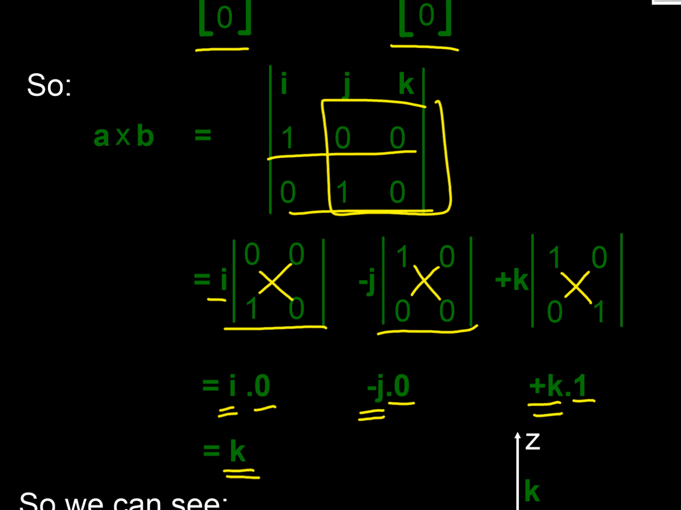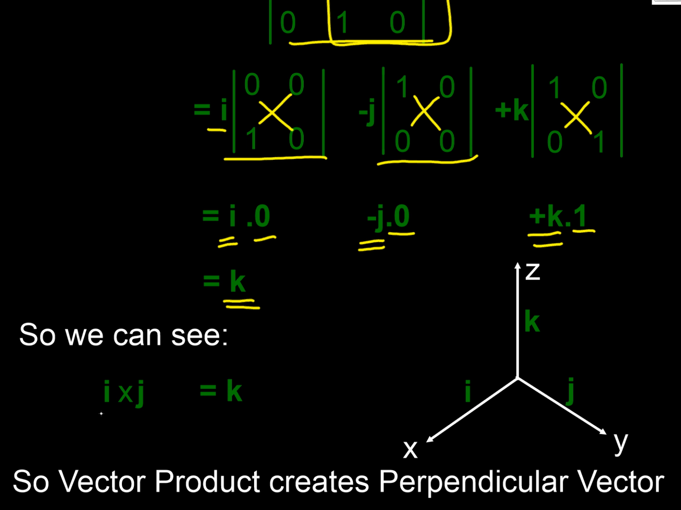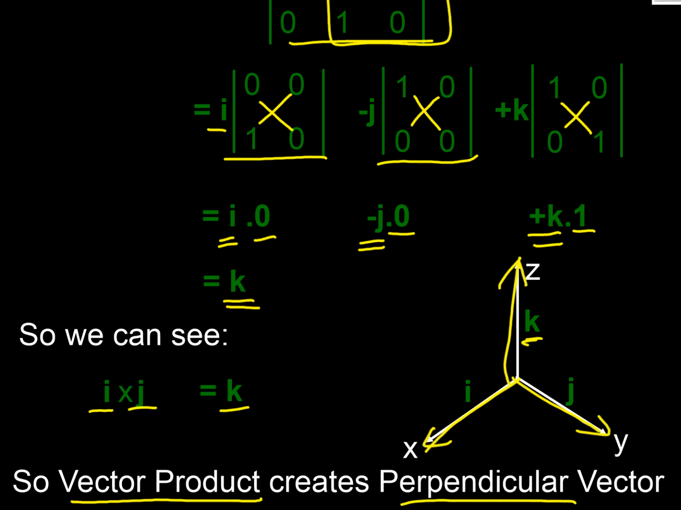Now that's quite an important result, because that says that if I take my I vector and I cross it with my J vector, I get my K vector. So if I take the I vector, that's going along the X direction, and I cross it with the J vector, I actually end up with a vector that's perpendicular to both of them, the K vector. And that's the property that we're really interested in. The suggestion is that the vector product is always perpendicular to the original vectors.